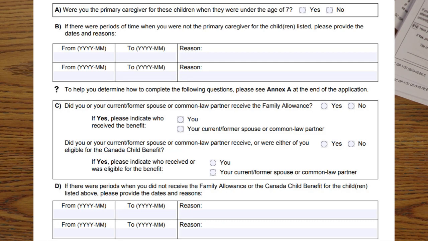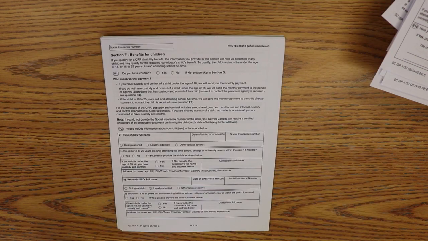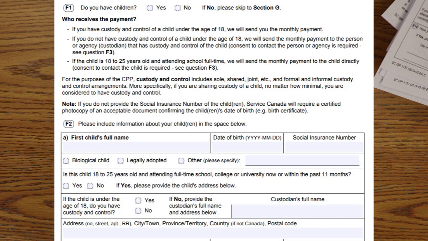You will need to have a birth certificate, children's full name, date of birth, social insurance number if possible, whether the child is biological or legally adopted, whether the child is attending full-time high school, college, or university within the last 11 months, and the guardian's address, including postal code.